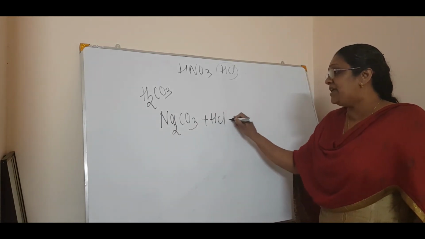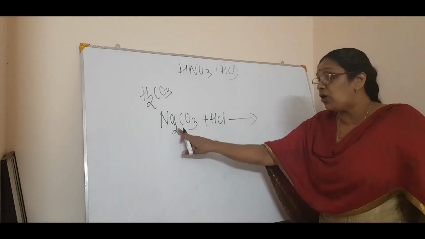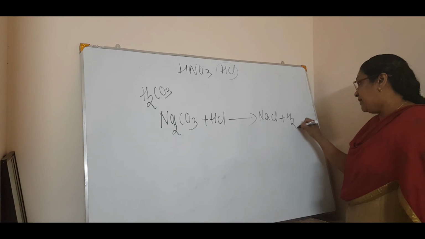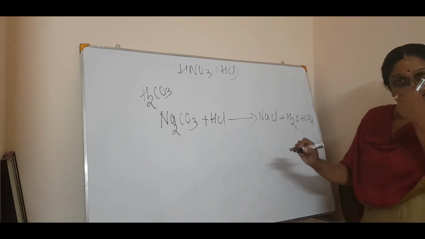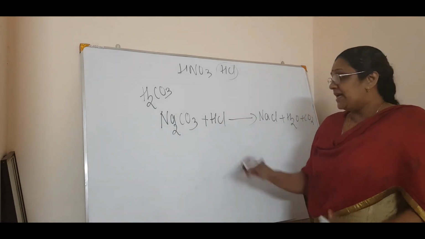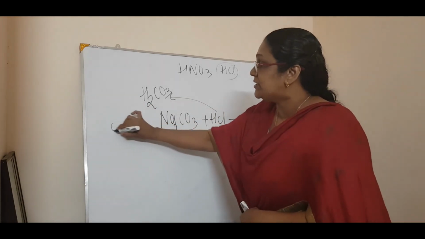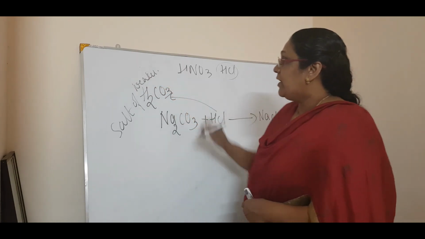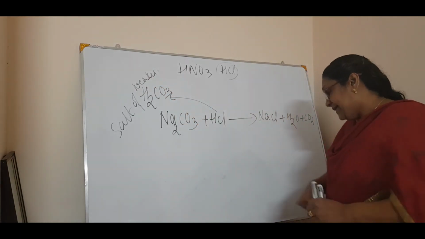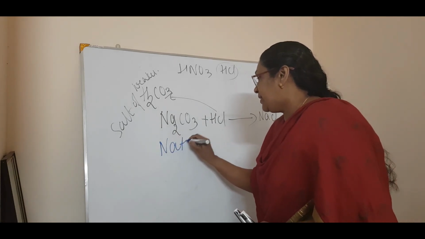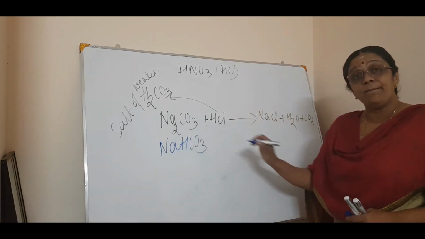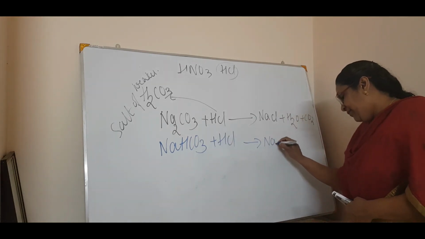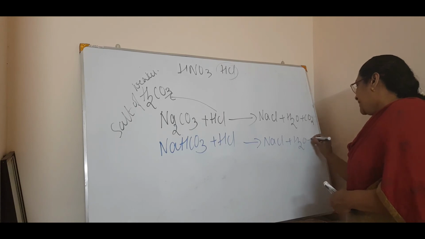The HCl has an ability to decompose the salt of a weaker acid into NaCl plus water plus carbon dioxide. Just a decomposition reaction. HCl is able to decompose the salt of, listen, the salt of a weaker acid. Now, another example for a weaker acid is NaHCO3. Instead of sodium carbonate, sodium bicarbonate. Sodium bicarbonate plus HCl will again give you NaCl plus water plus carbon dioxide.